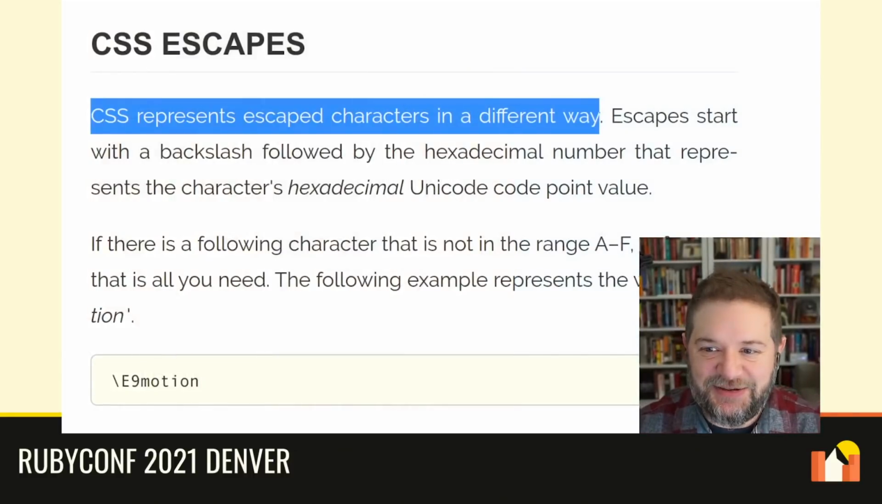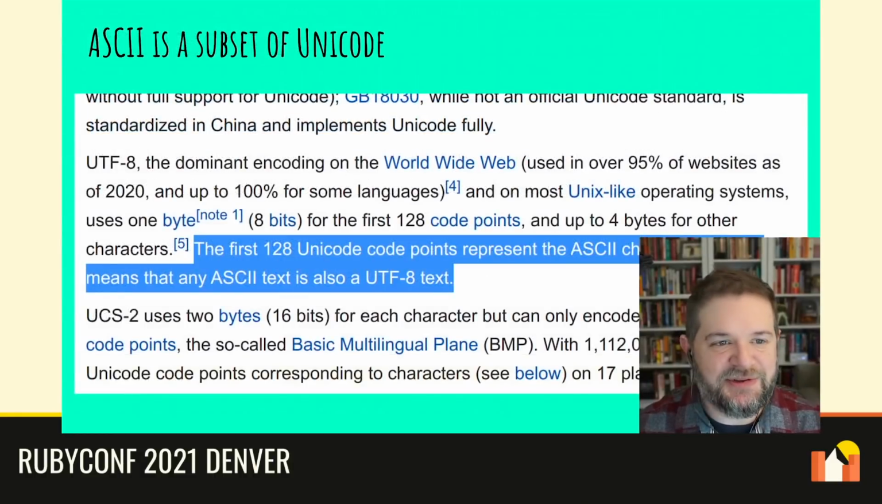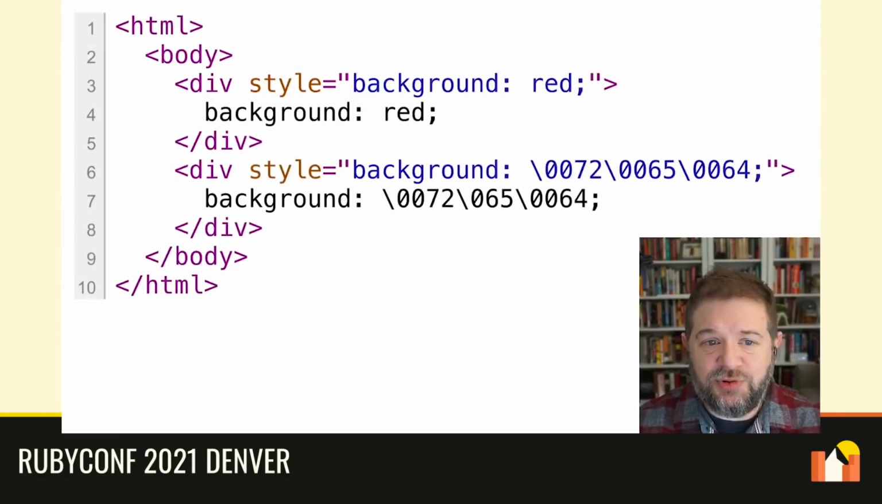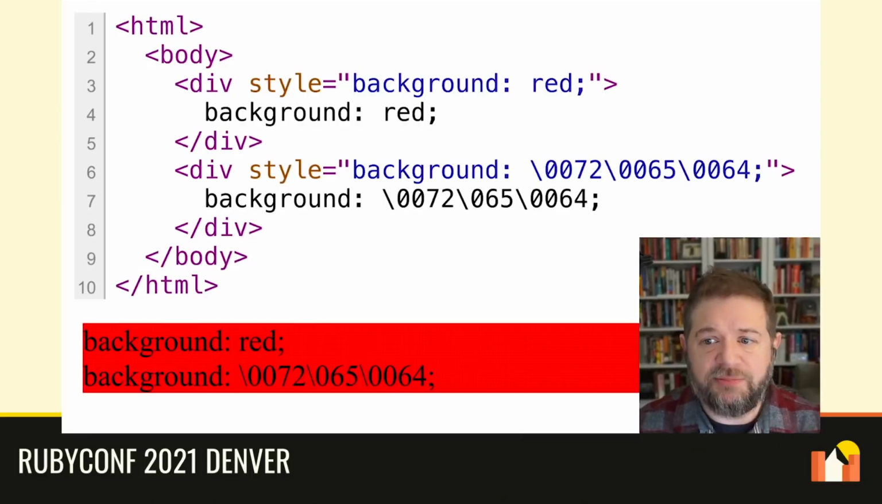In CSS, you represent hex by having a bare backslash followed by hex digits. I had no idea. And of course, because ASCII is a subset of Unicode, it's the first 128 code points. If you represent ASCII in hex, that's Unicode. So yes, this is Unicode in CSS. I can prove it to you by rewriting our HTML using this encoding for red. And sure enough, both divs work.